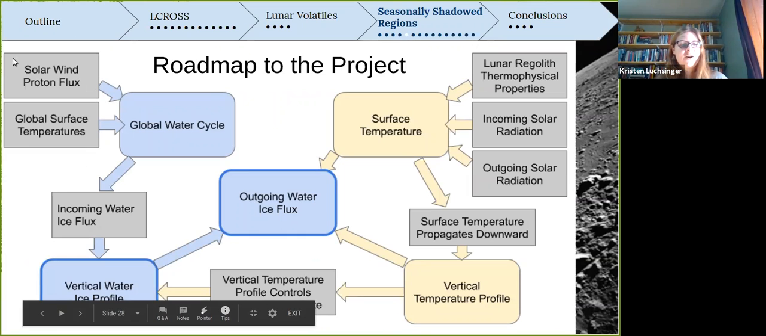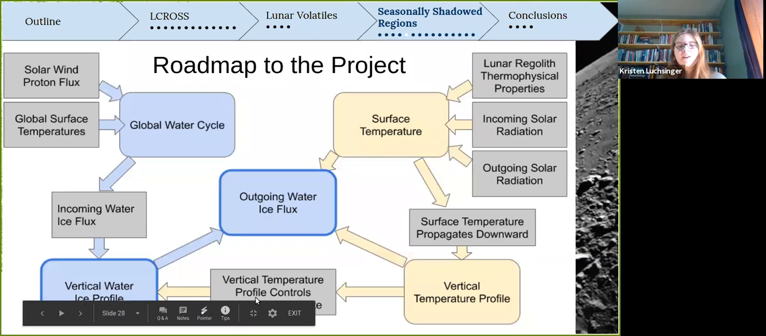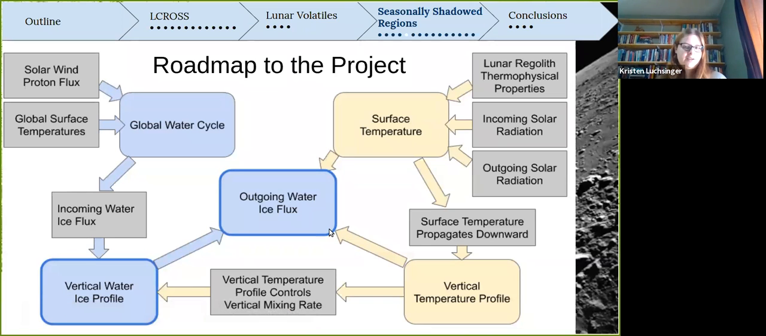So this is kind of a roadmap to the model. The gray boxes are the inputs, and the blue boxes are where I track water ice migration and vertical transport, and the orange boxes are where I'm tracking surface temperature and the vertical temperature profile as the temperature propagates downwards. So you can see there's a lot of interactions, and I run this on a very fine time scale to capture all those interactions. As the temperature changes, the thermal conductivity will change, which changes how the temperature changes, which changes how that affects the water ice. So it has to be a very fine time scale in order to capture those processes.